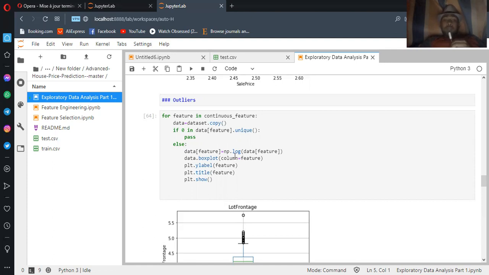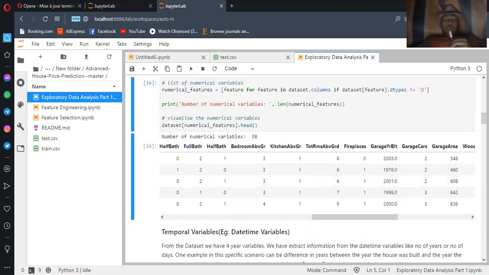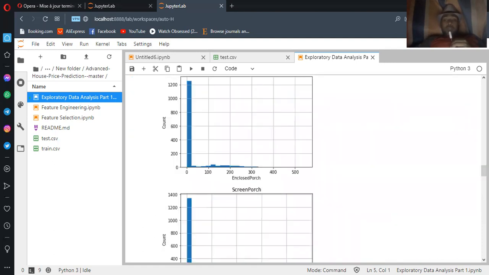But here it's okay. For feature in the continuous features, data is copied from the dataset we have. For zero in the dataset, if the feature is unique, we pass. Otherwise, we apply the log function. Well, this is what we found after this transformation using the log function.